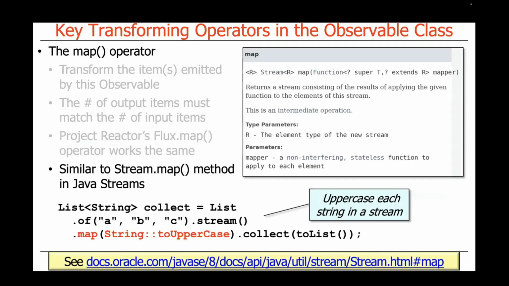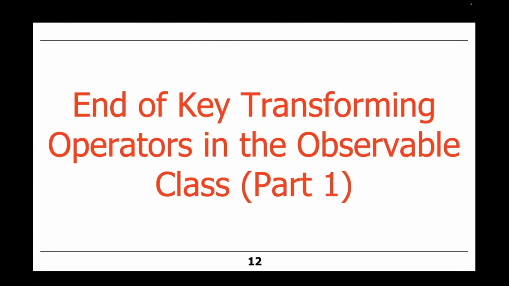And this is also very similar to the map method in Java streams, as we've talked about before, where, as I show you here, you can uppercase each string in a stream. And if you have 3 strings coming in, you should end up with 3 strings coming back out the other side. So that's the end of the first discussion about transforming operators.